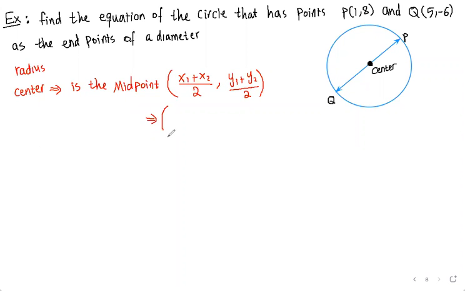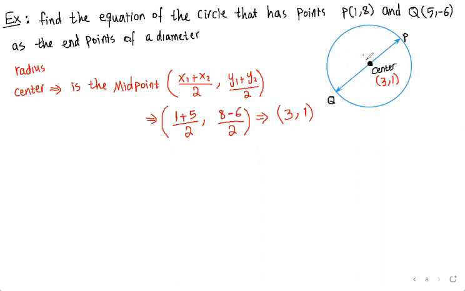What I have, I will do it. 1 plus 5 over 2, and y is 8 and negative 6, 8 minus 6 over 2. What I have, 1 plus 5 is 6 over 2 is 3. 8 minus 6 is 2, over 2 is 1. So the center here, this point, is 3, 1. I found the center. Now, how can I find the radius?